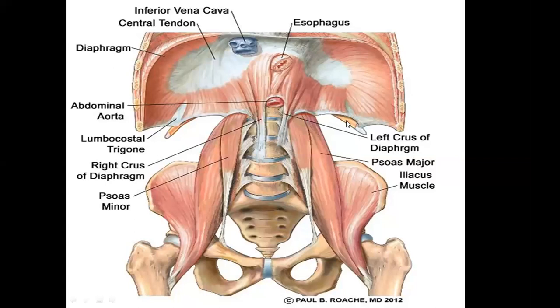The left crus of the diaphragm, this one. It arises from the L1 and L2 vertebrae, and some part from the upper part of L3, but mainly from L1 and L2. This is the right crus of the diaphragm. And this is the left crus of the diaphragm.